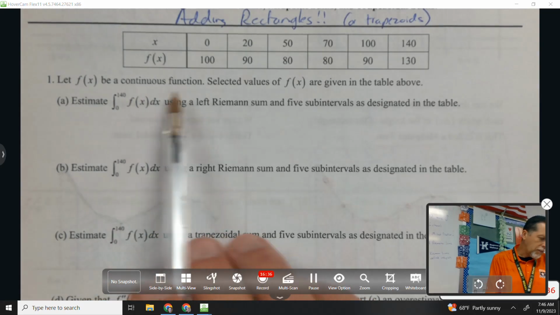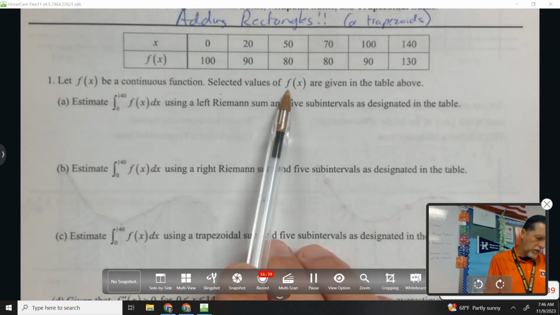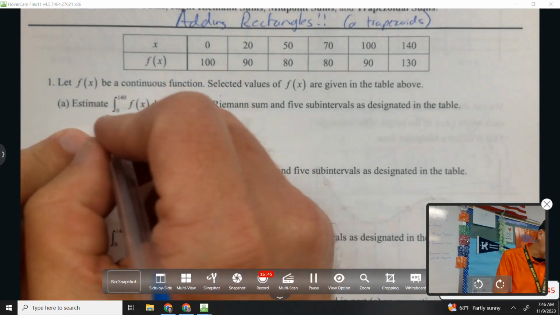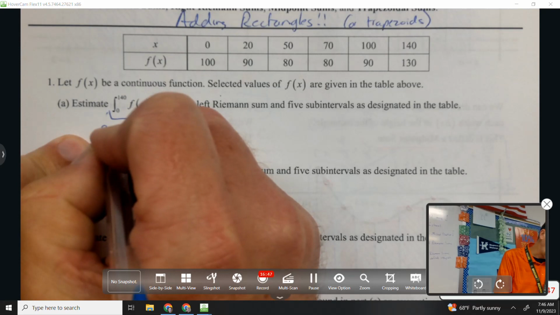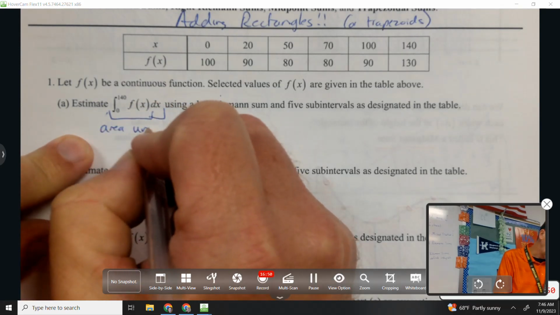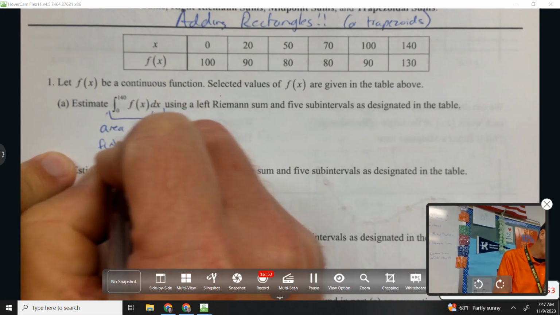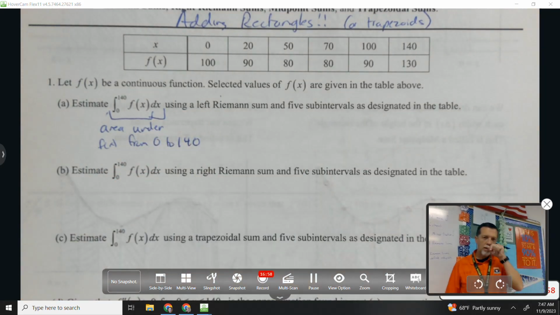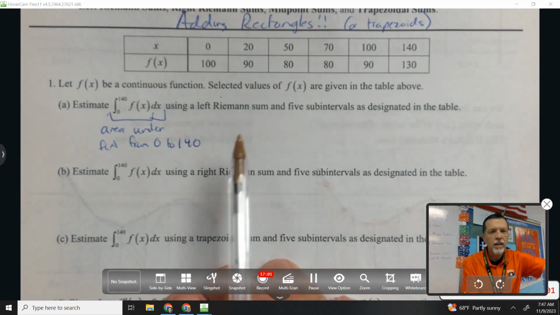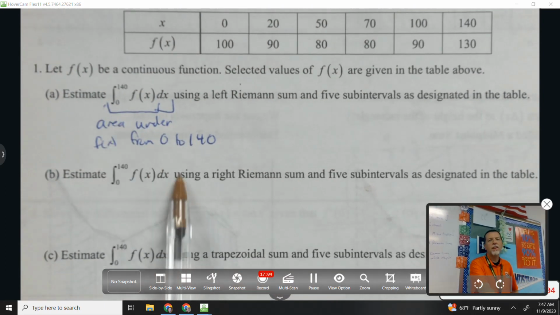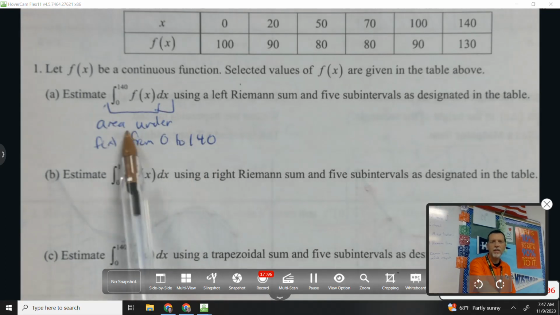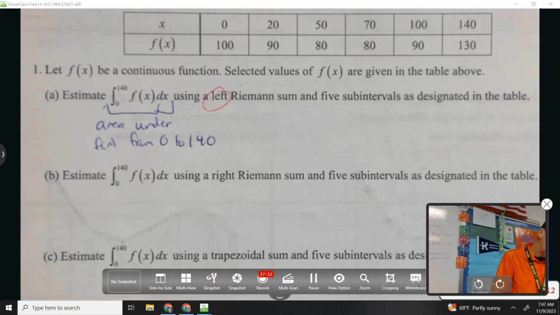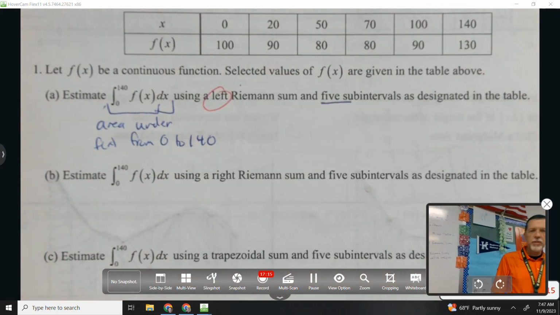Number 1, let f of x be a continuous function. Selected values are given in the table above. Estimate, this means the area under f of x from 0 to 140. That's what that statement means. It's just a whole lot easier to write that integral than it is to write out all the words. So we're going to estimate the area under the curve from 0 to 140 using a left sum and 5 subintervals.